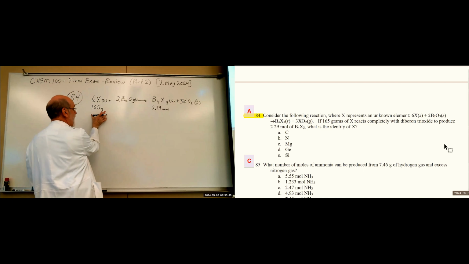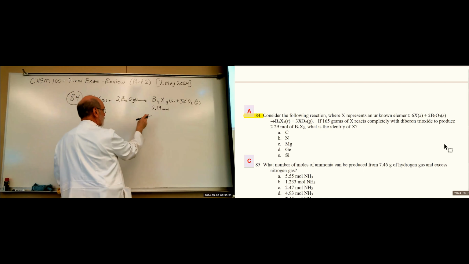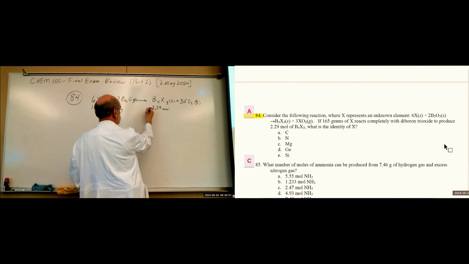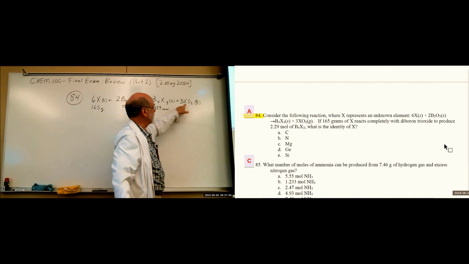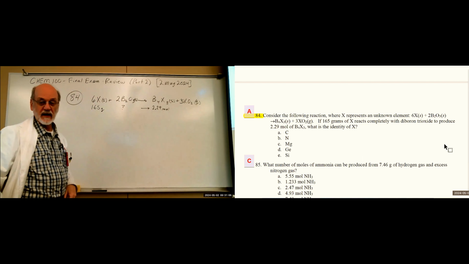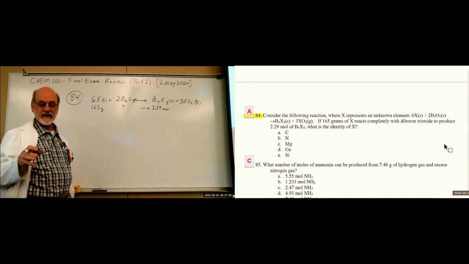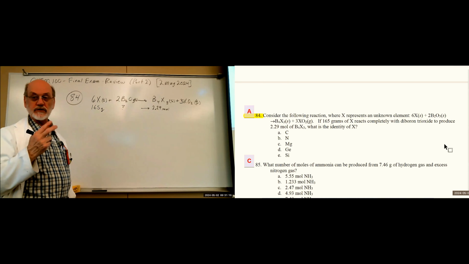Now this reacts with that to produce this, right? So those are not in the reaction together. This starts off with some of this, some of that, and produces this. And we want to know the identity of X. So how do we tell? How do we find out the identity of an element? There are only 2 ways.